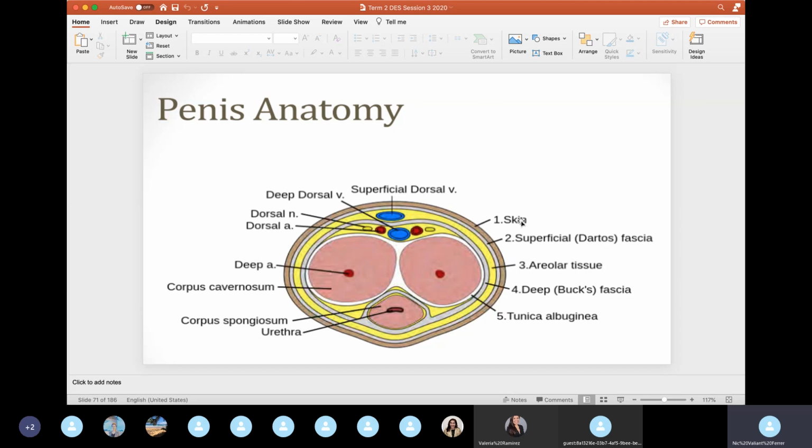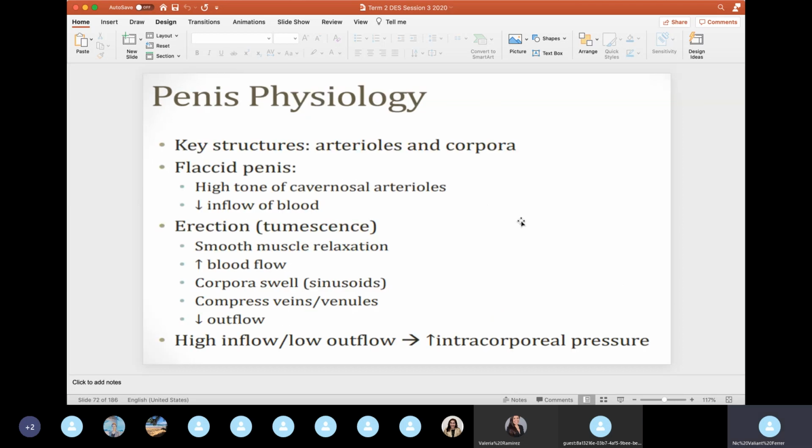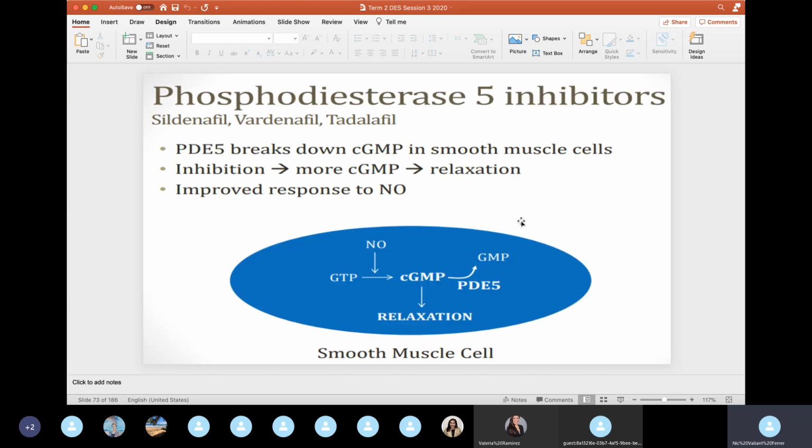What else? So physiology, right? Flaccid penis, you have decreased inflow of blood. How does erection occur? Erection, or tumescence, occurs via smooth muscle relaxation. You have an increase in blood flow. So what happens? The corpora swell. Your corpora cavernosa or corpus spongiosum, they swell, they compress the veins, which decreases the outflow.